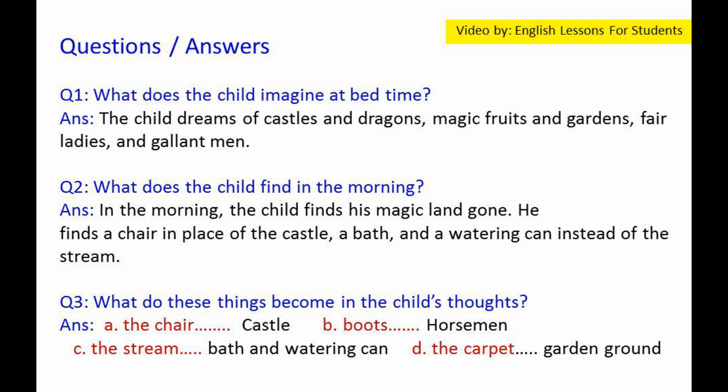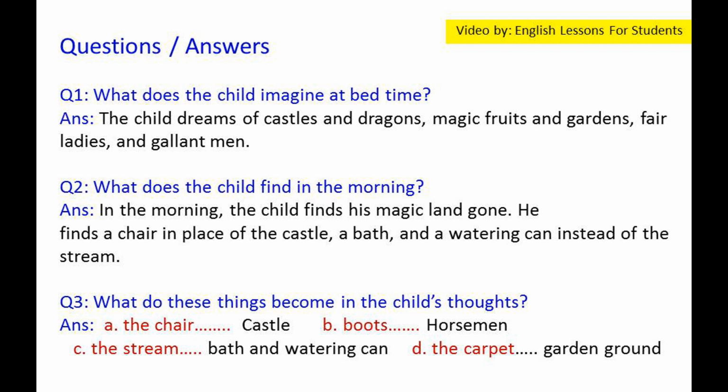Exercises A, questions. 1. What does the child imagine at bedtime? Answer. The child dreams of castles and dragons, magic fruits and gardens, fair ladies and gallant men. 2. What does the child find in the morning? Answer. In the morning, the child finds his magic land gone. He finds a chair in place of the castle, a bath, and a watering can instead of the stream.